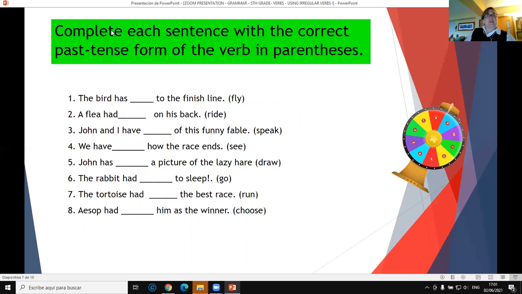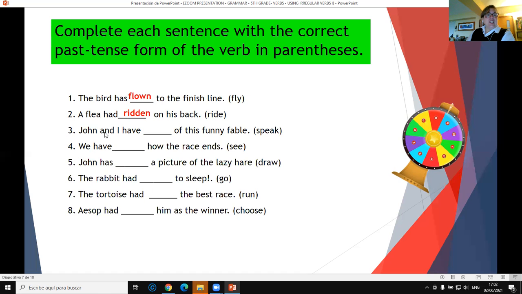Another instruction, complete each sentence with the correct past tense form of the verb in parentheses. Again, we have to be careful to see if we have helping verbs or not. First sentence, the bird had (fly) to the finish line. We have a helping verb, so we say the bird has flown to the finish line. Two, a flea had (ride) on his back. So we have a helping verb too. So we go to the last column of the chart and we find ridden, because the verb is ride, not fly. So the flea had ridden on his back.